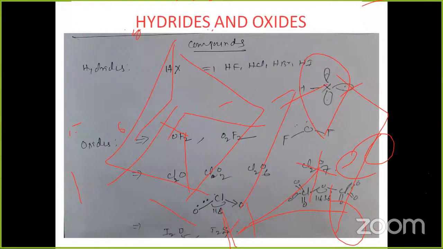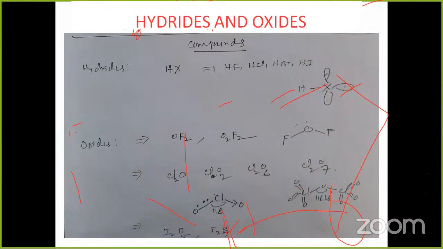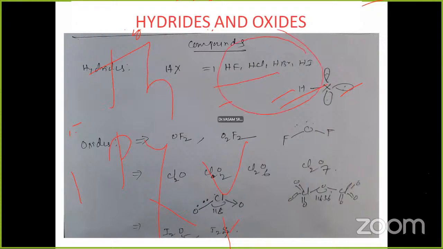So you remember, in sp3 hybridization we have 4 geometries. Without a lone pair, the geometry name is tetrahedral. With 1 lone pair, pyramidal. With 2 lone pairs, V shape. With 3 lone pairs, linear. So our hydrides belong to linear geometry because around the halogen there are 3 lone pairs and 1 sigma bond. Therefore the geometry is linear.